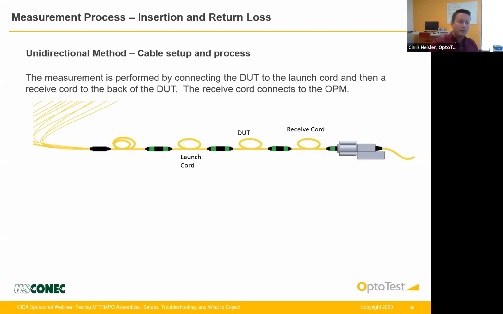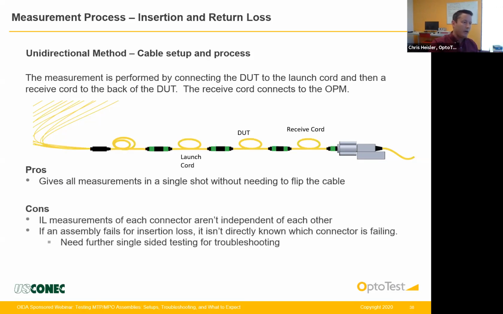And if you know the length of the DUT, the system will be able to find the return loss at that position. In this method, the DUT has two connections, one to the launch cord and one to the receive cord. Both of these connections have insertion loss, so the measurement will include both connectors in it. The pros of this setup is it gives all measurements in a single shot without needing to flip the cable.